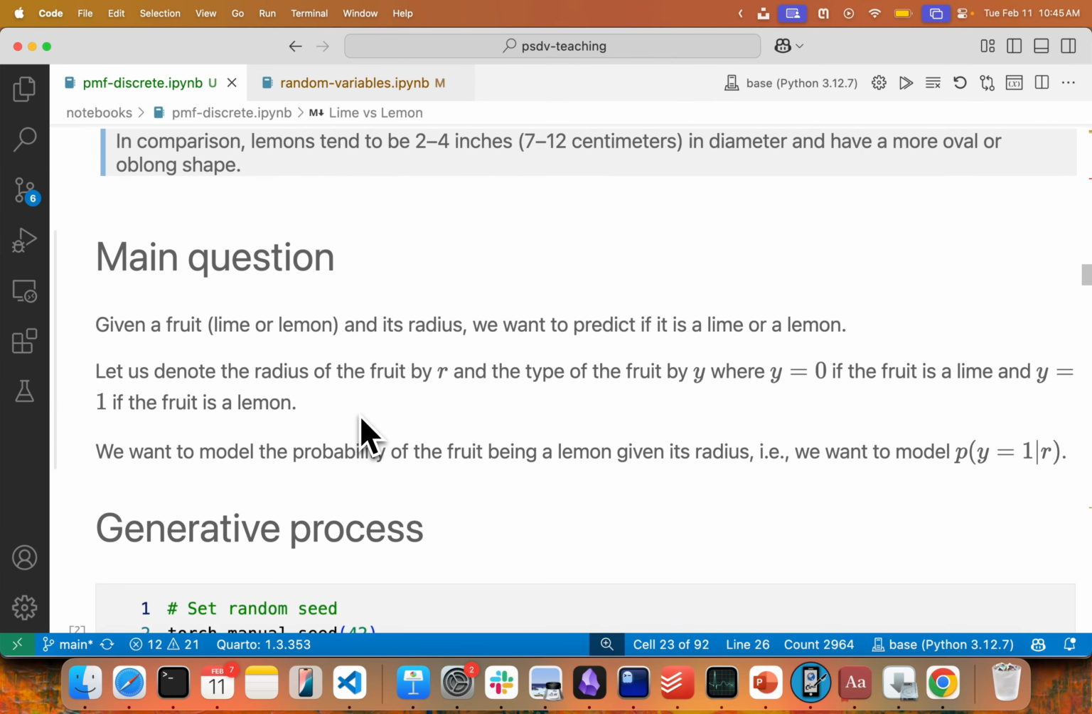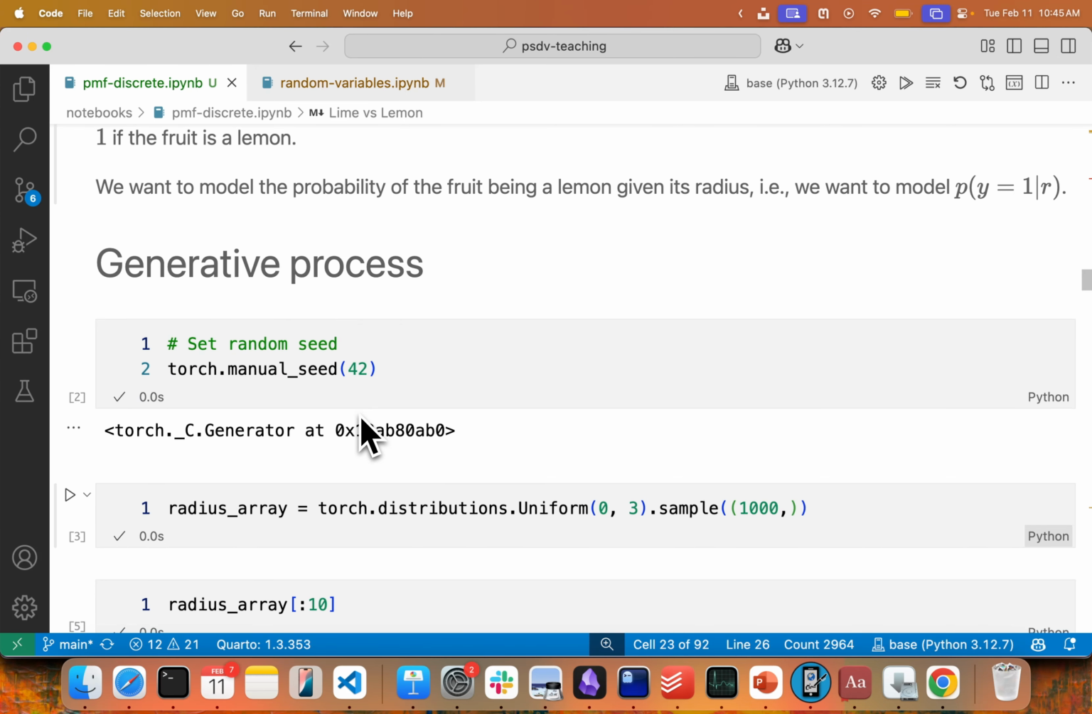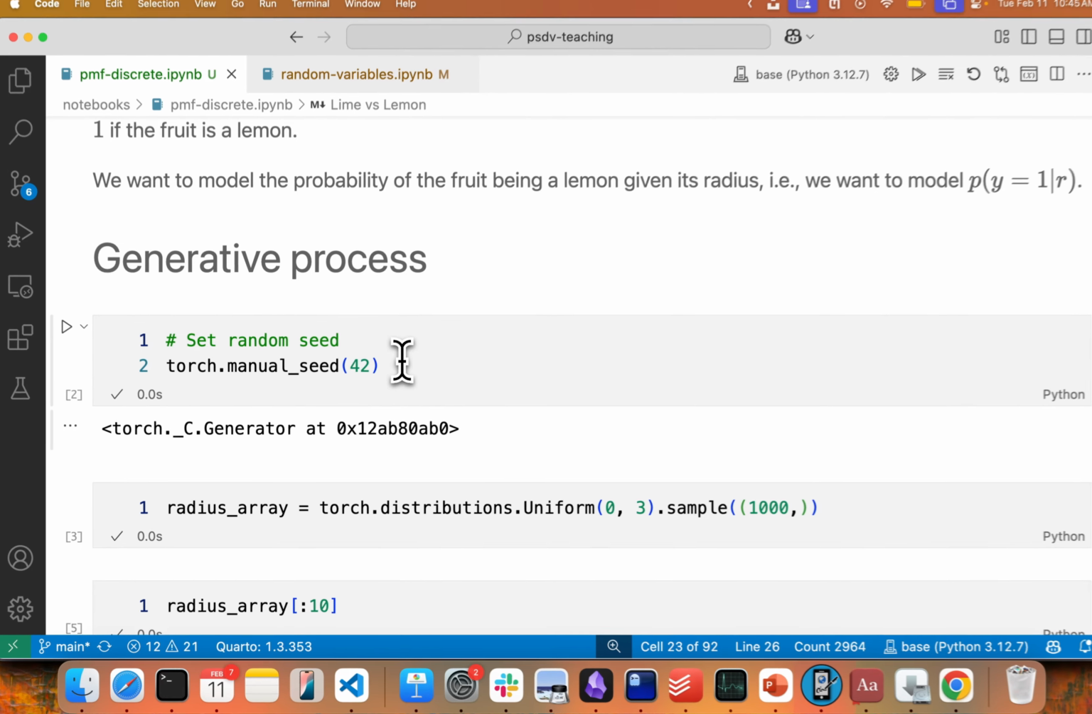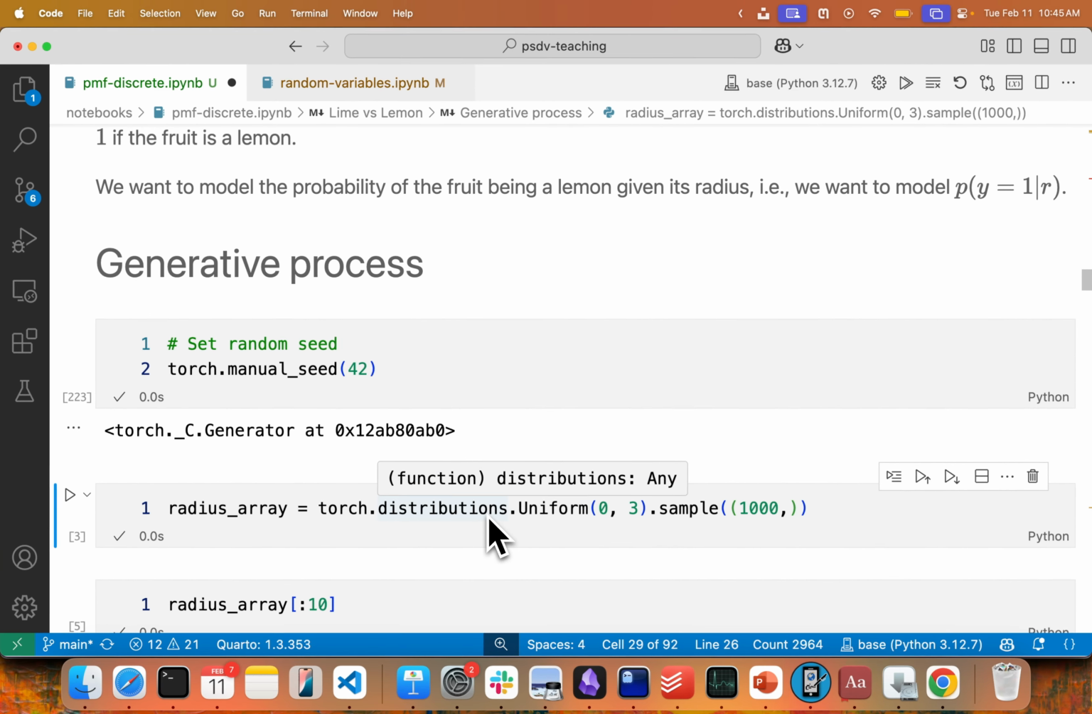So if you want to do something in more advanced subjects and want to understand how they're related to probability distributions, now is the time to wake up. We will be using some manual seed to specify the seed so that the experiments I do are reproducible. I will generate some radius. I will generate the radii of these fruits from something known as a uniform distribution, which means that I will be generating 1,000 values whose radii are between 0 and 3. So I can draw any value in between: 0.1, 0.3, 0.7, 0.8, 2.9, 3.0.